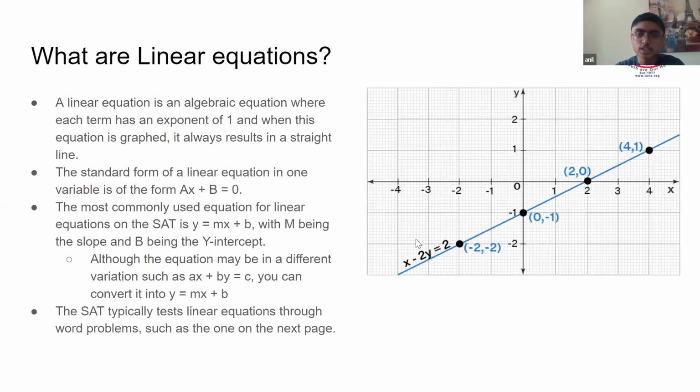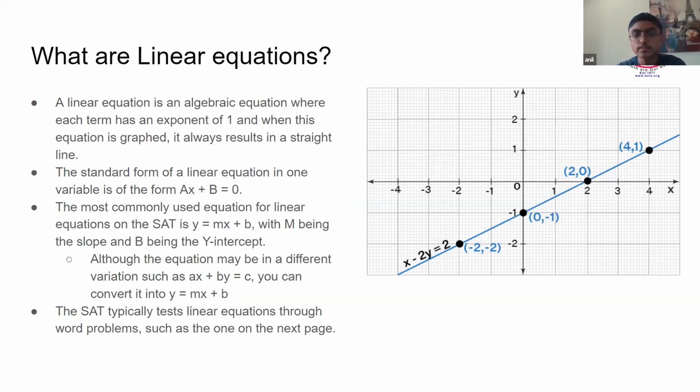A linear equation is an algebraic equation where each term has an exponent of 1 at max, and when this equation is graphed, it always results in a straight line. The standard form for a linear equation in 1 variable is ax plus b equals 0. The most commonly used equation for linear equations on the SAT is y equals mx plus b, with m being the slope and b being the y-intercept.